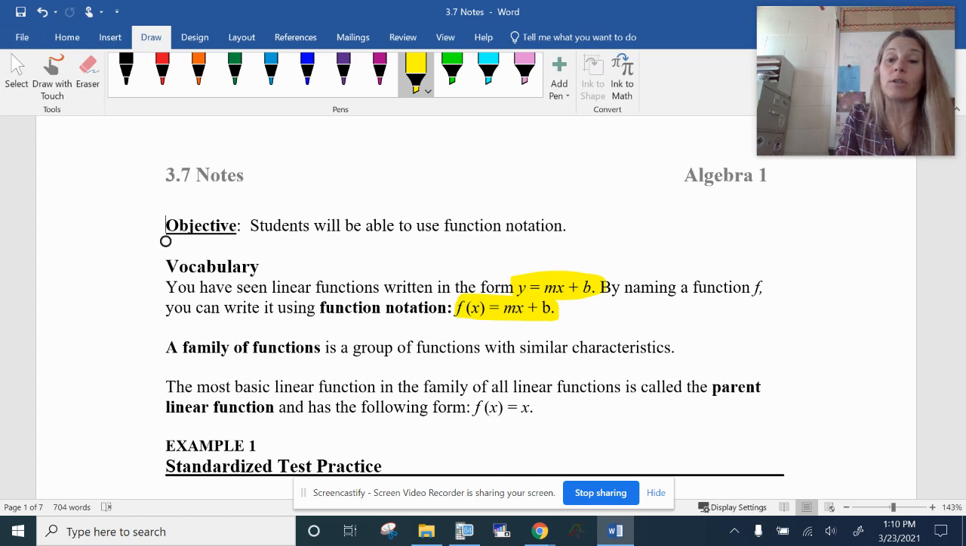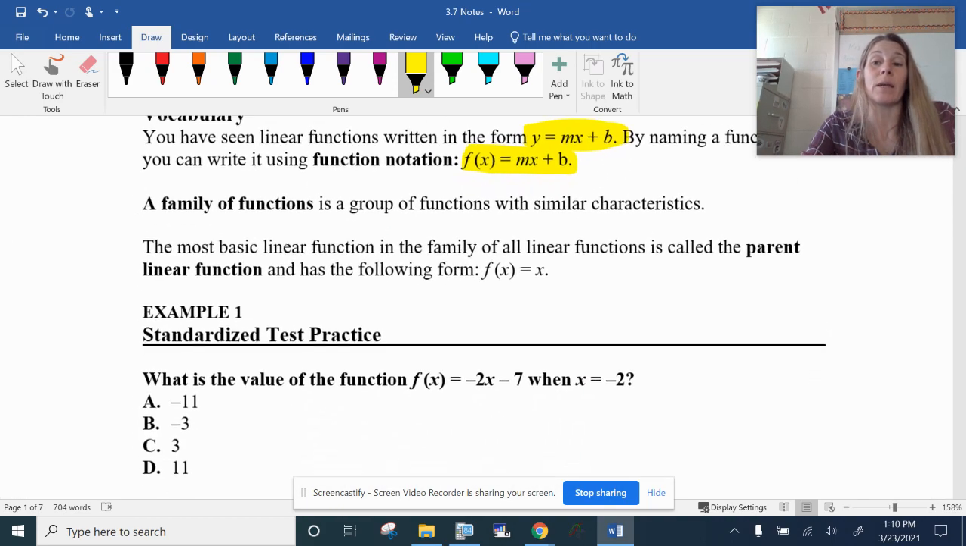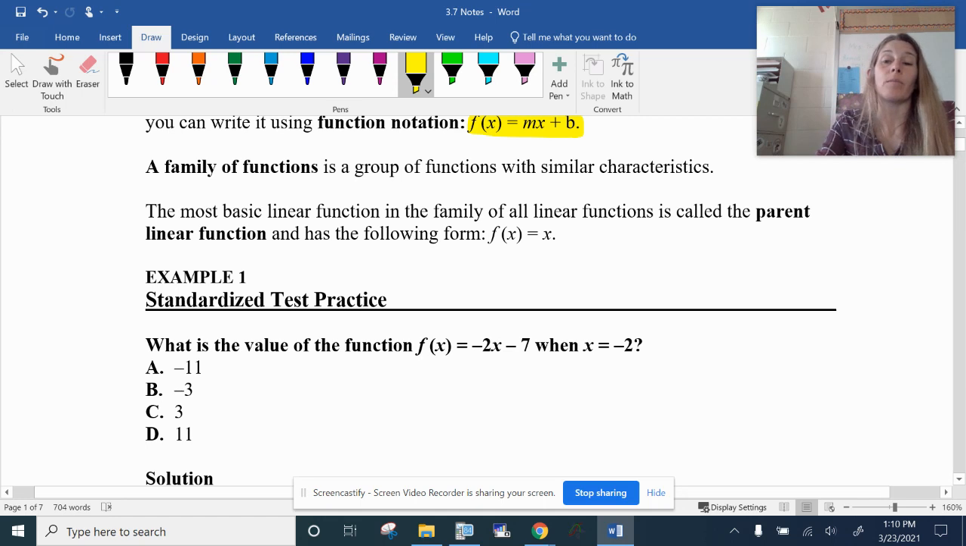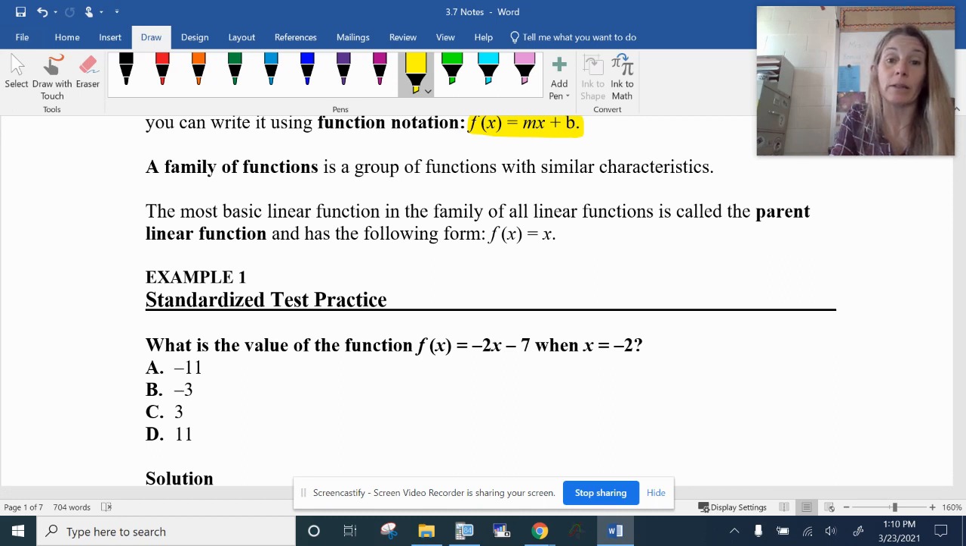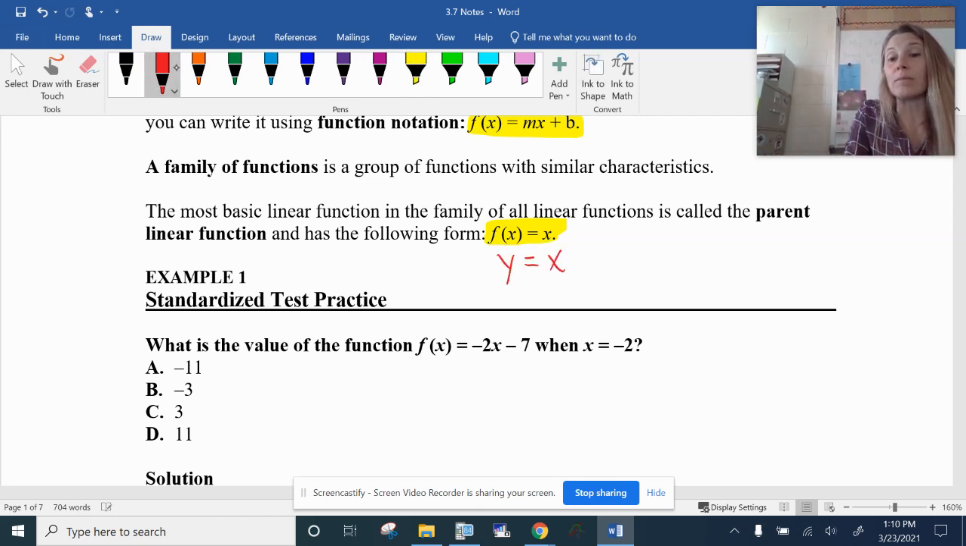A family of functions is a group of functions with similar characteristics. Maybe they have the same slopes, or maybe they have the same y-intercepts, things like that. The most basic linear function in a family of all linear functions is called the parent linear function, and it's simply of the form f of x equals x, which is basically y equals x, meaning the slope would just be a positive 1 and the y-intercept would be 0, or the origin.